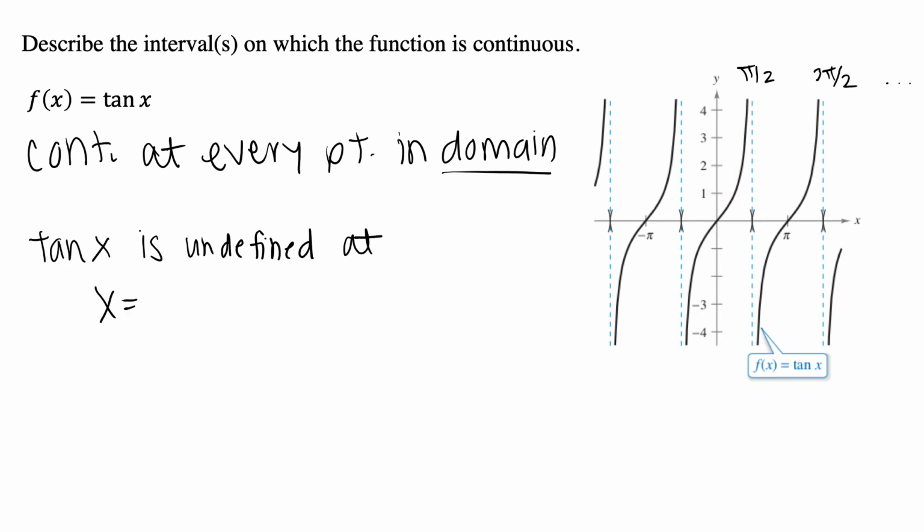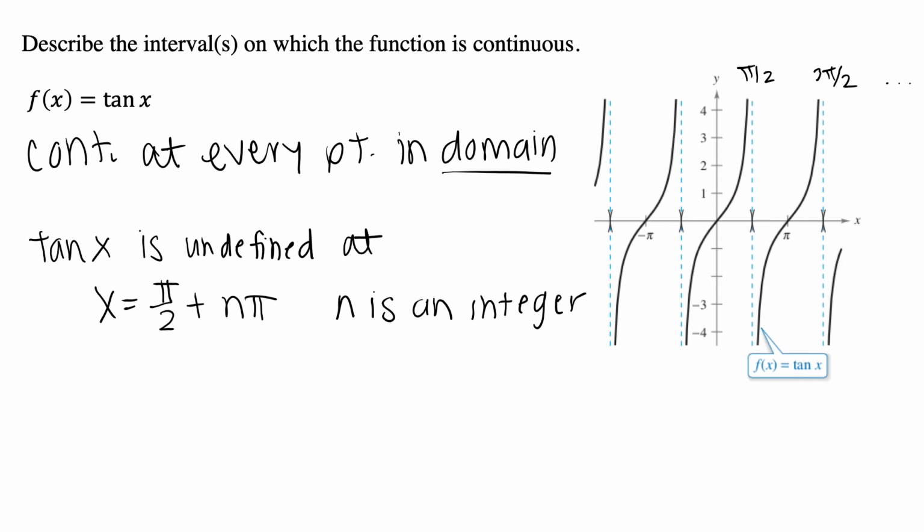at x equals pi over 2, and then if we add pi, or if we add 2 pi, or if we add 3 pi, so we would write that as plus n times pi, where n is just an integer. So to write the intervals, right? Because everywhere else we could see our function would be continuous.